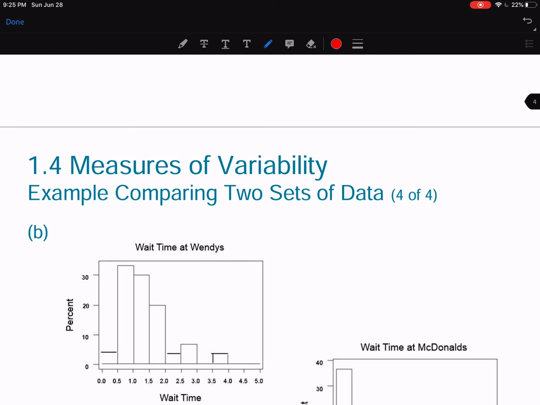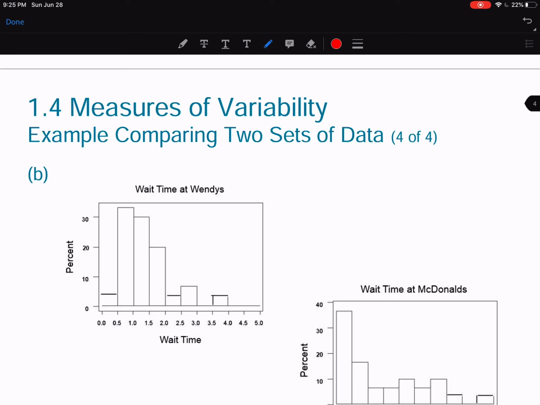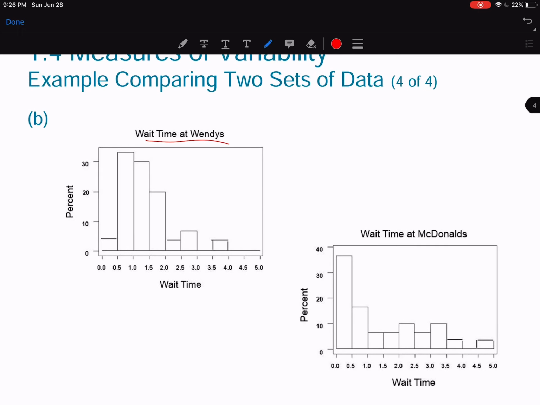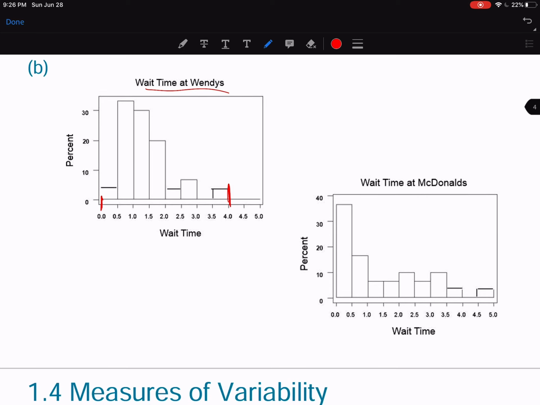Part B, histograms. Now let's take a look at the histogram. The first one up here is a histogram for the wait time at Wendy's. Now we can tell that this histogram starts at 0, ends at 4.0. Right? Now let's take a look at the second histogram over here. This histogram starts at 0, ends at 5.0. Now I will say that this one, the second one here, is more spread out.